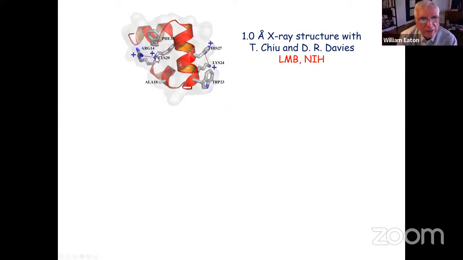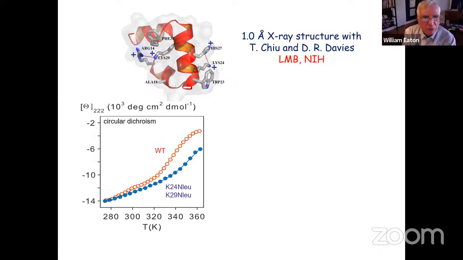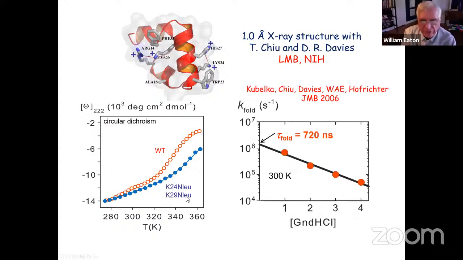And we did it simply by clipping the positive charges off the end of the lysine by mutating them to an amino acid called norleucine. Norleucine has the same aliphatic side chain as lysine, but it doesn't have a charged amino group at the end terminus. And it did stabilize the protein significantly, as shown by the CD data. But interestingly, we got all the increase in stability, we got lucky, almost exclusively in the folding rate, so that the folding time when extrapolated to no denaturant at all was 720 nanoseconds.